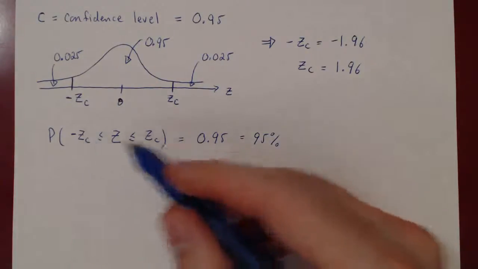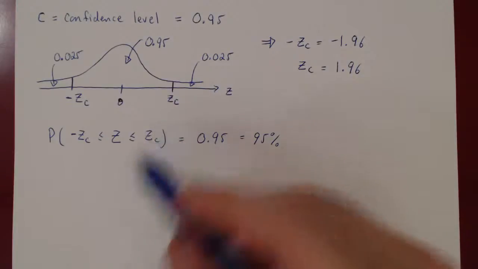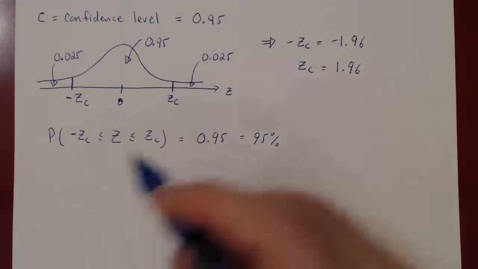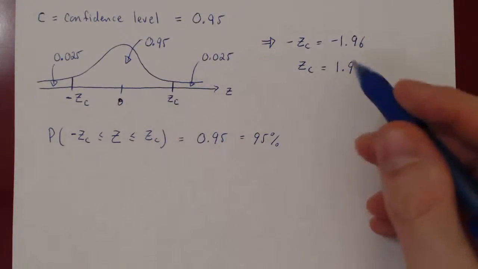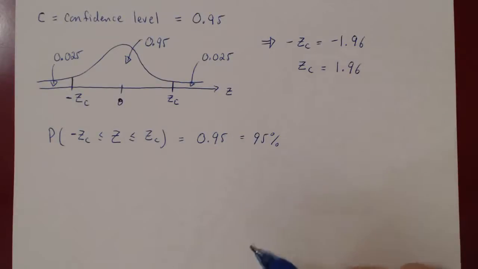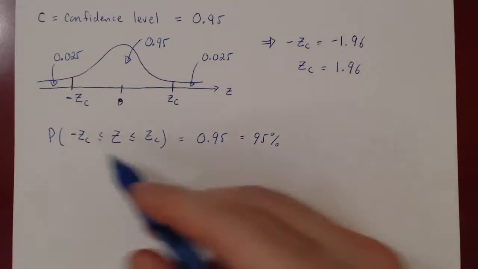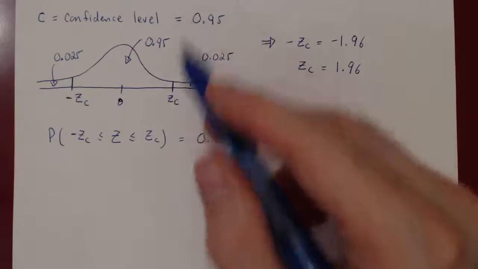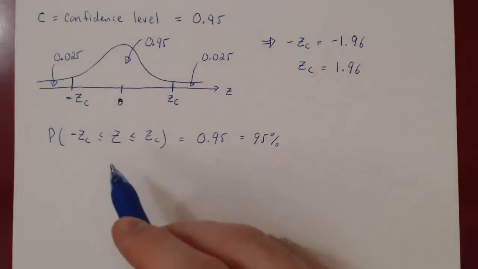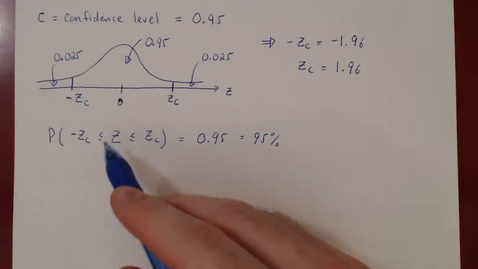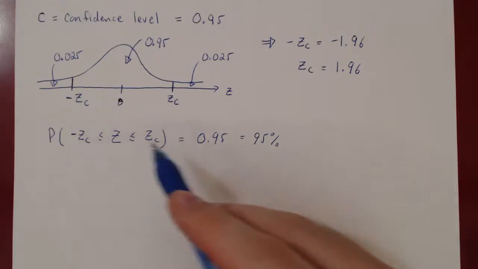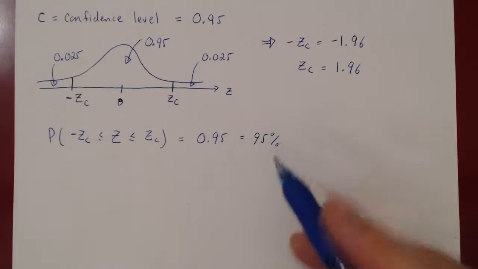And I will leave the ZC, the critical Z score, as ZC, and then in the end we'll replace it by the actual value. Because what we'll do now will work for any confidence level. So now think of it. We know that the probability that Z lying between these 2 points is 95%.